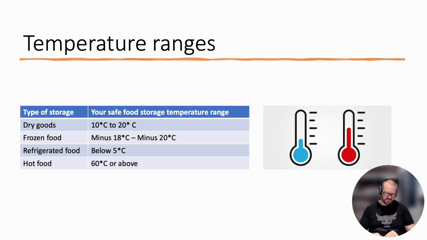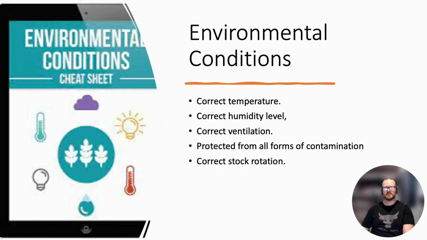I like this one, the temperature ranges, and it's quite specific, especially for when we start talking about the danger zone, and that's coming up in a minute. These are the temperature ranges that are required environmental controls for various foods. Dry goods should be in a 10 to 20 degrees range. Frozen foods should be minus 18 to minus 20. Refrigerated foods should be below 5 degrees, and hot food should be held at 60 degrees or above. I'll talk about the 60 degrees or above in a minute.